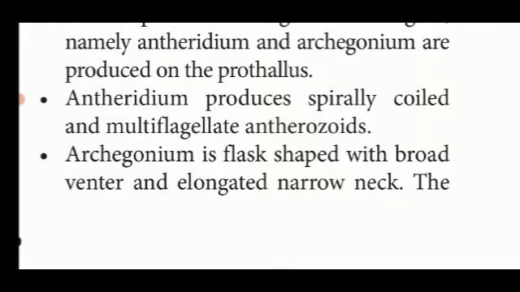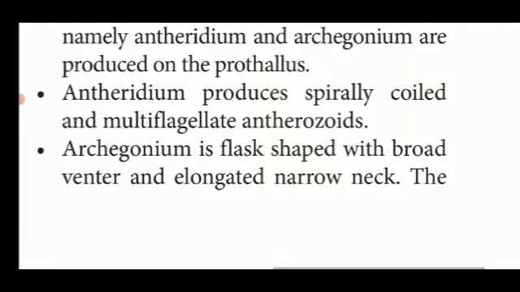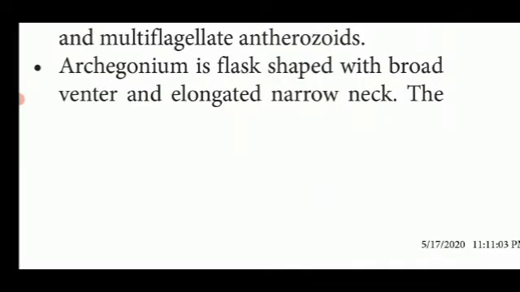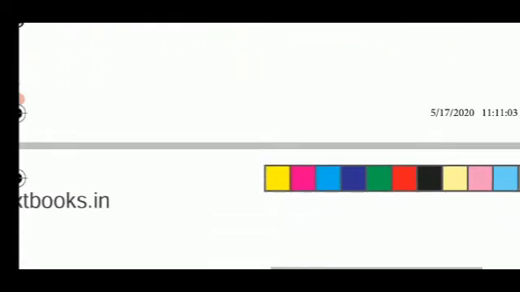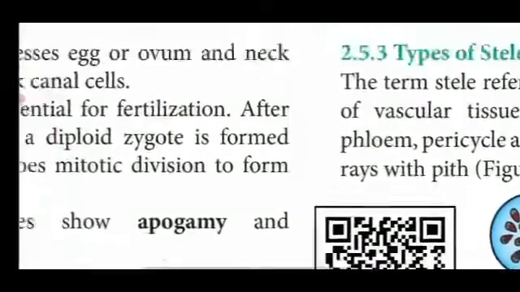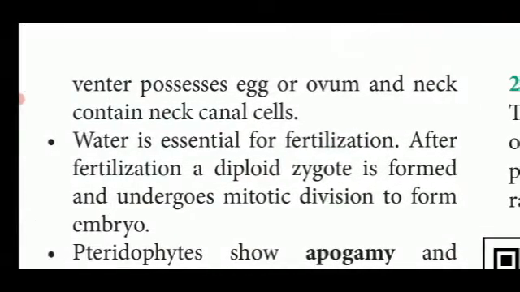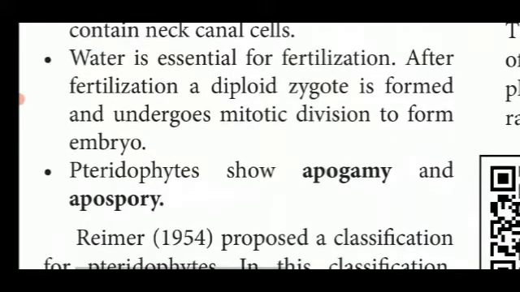The archegonium is flask-shaped with a broad venter and an elongated narrow neck. The venter possesses the egg. The flask-shaped structure has a broad base called the venter, which contains the egg or ovum, and the neck contains canal cells, the neck canal cells. Water is essential for fertilization.